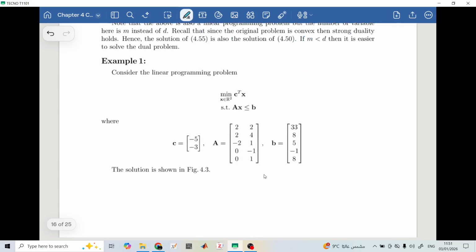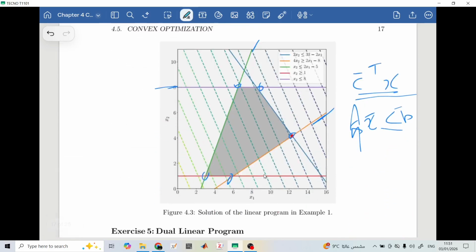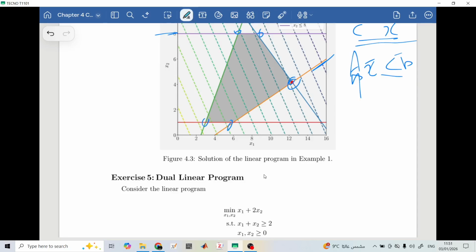As an example, we need to find the solution of this problem. As we said earlier, we can find it using the simplex method, and this problem is shown, as we saw earlier, in this figure. So this is the optimal value here.